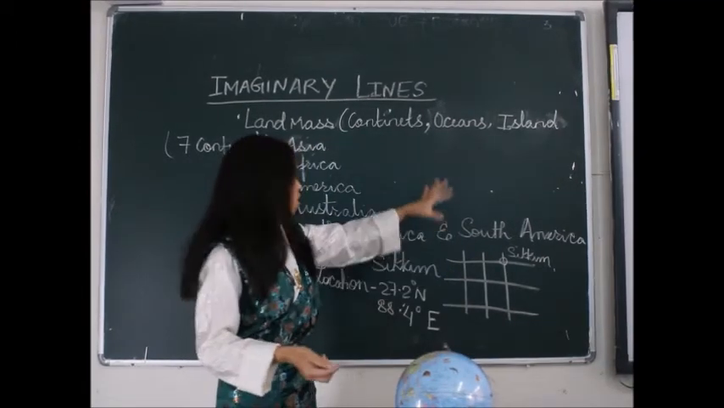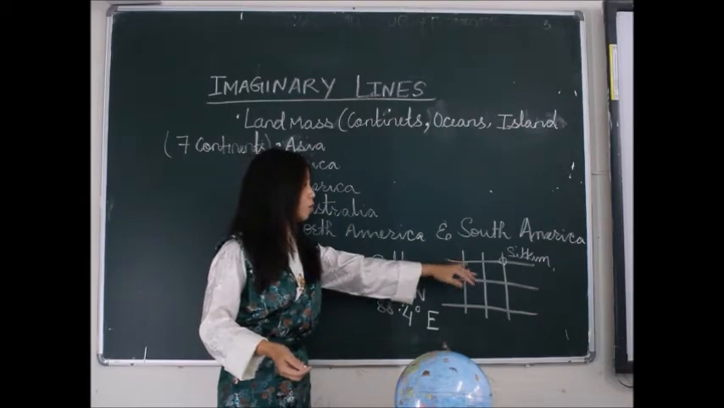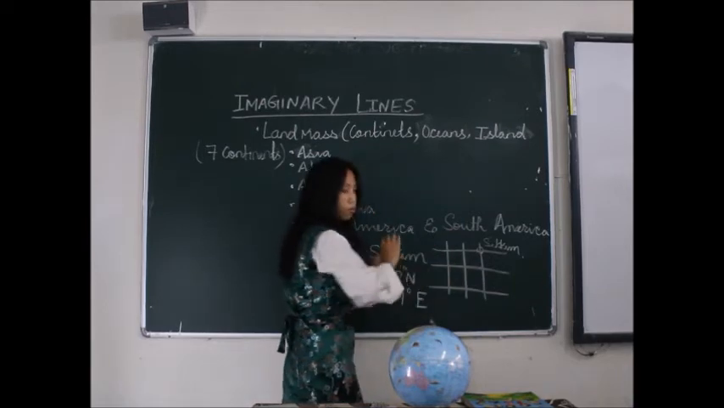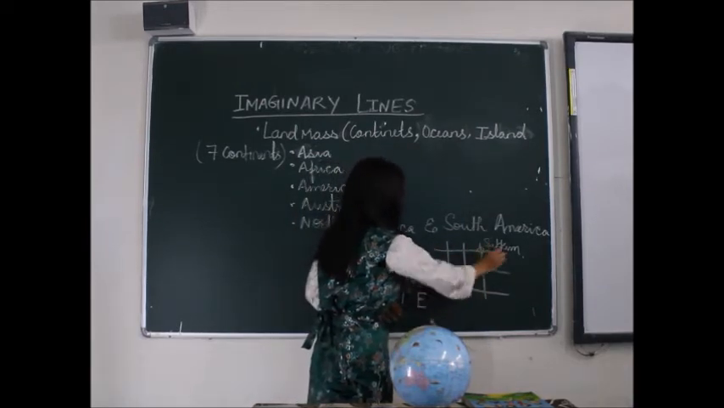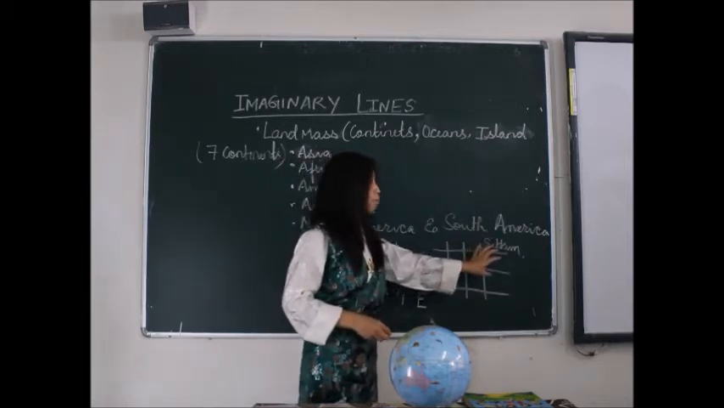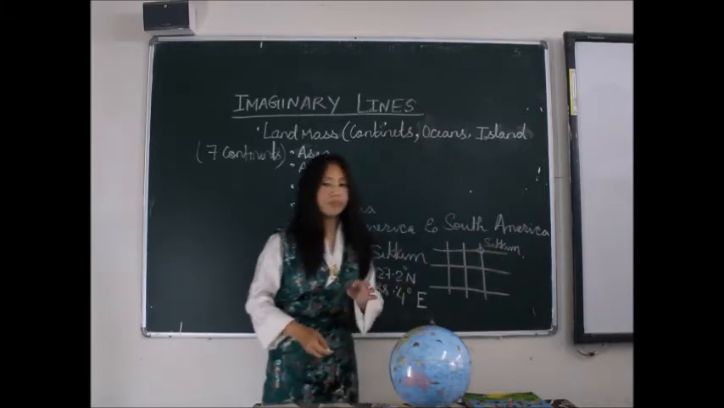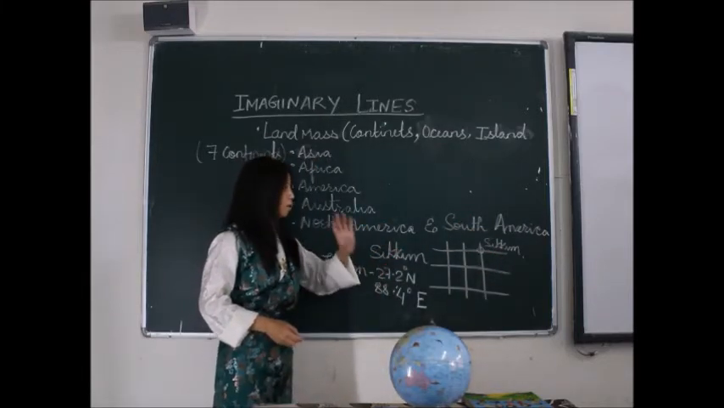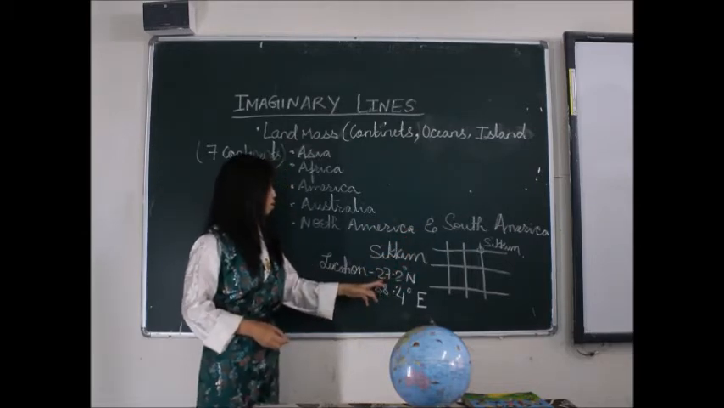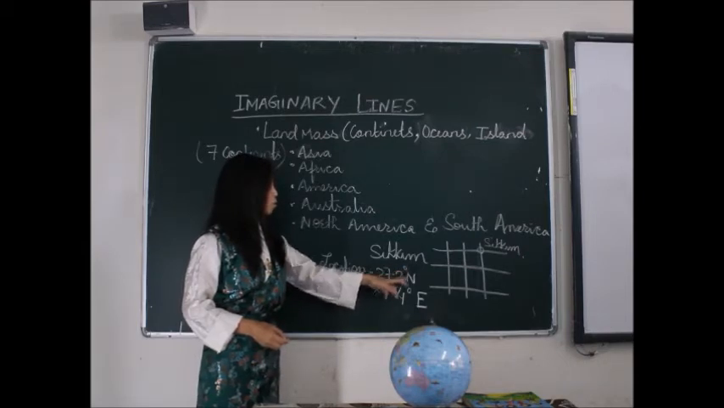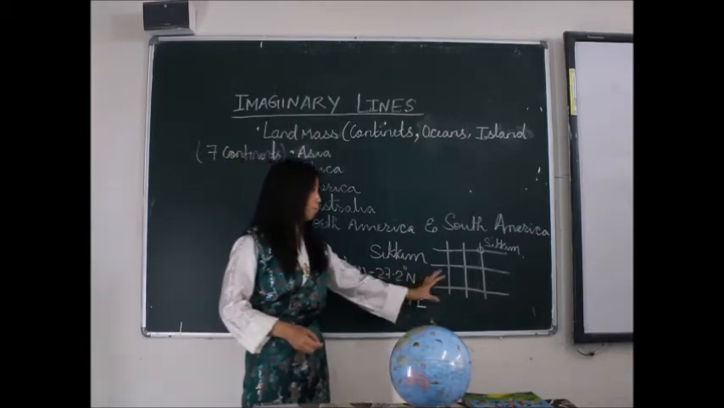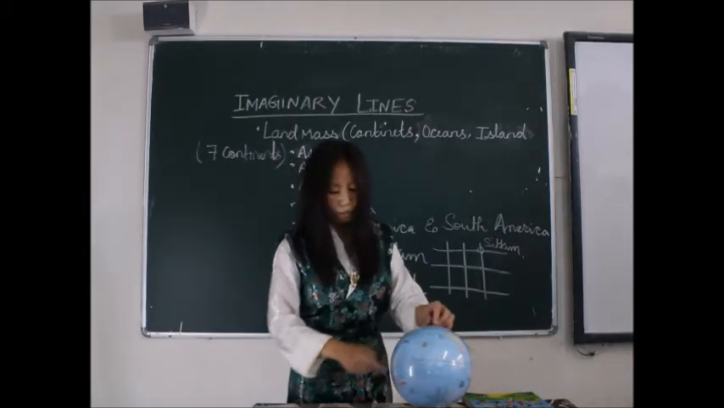So how did they find the location of a particular place? They used to study the latitudes, these imaginary lines. They first studied the horizontal and vertical lines, and they located a particular place. Take the example of Sikkim. Latitude and longitude wise, it is located at 27.2 degree north and 88.4 degree east. It is the exact location of Sikkim on the globe or in the map.